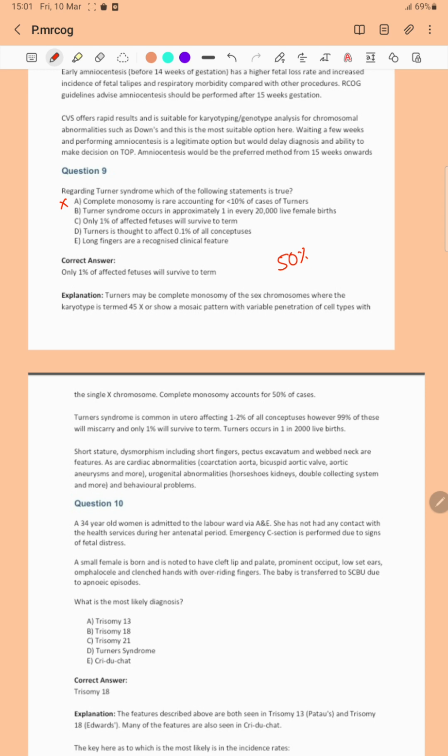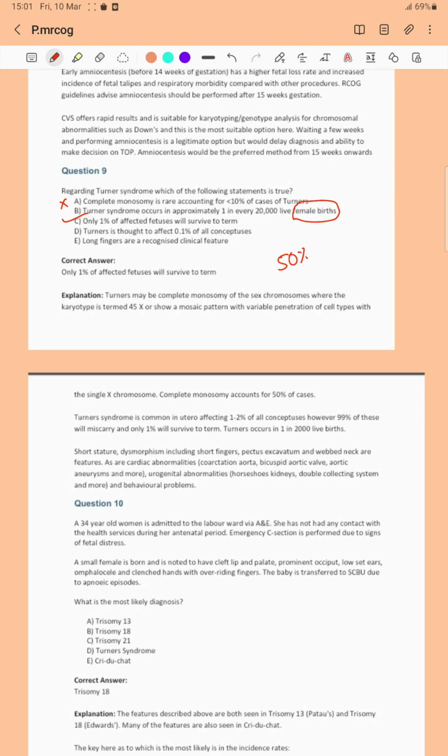Next, that Turner syndrome is common in utero, affecting 1 to 2% of all conceptions. However, 99% of these will miscarry and only 1% will survive to term. Turner's occurs about 1 in 20,000 live births, not live female births, but live births. So this option is again not going to work here. And then option C, only 1% of affected females will survive to term. Yes, that is true.